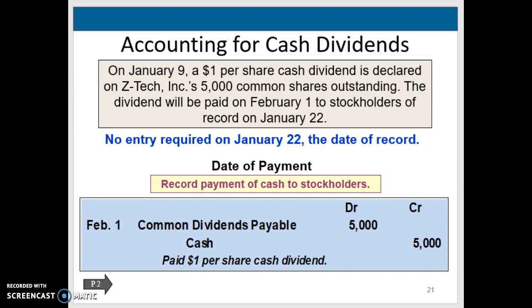All right. The next part is January 22nd, our date of record. There's no entry that's required, but whoever owns it on that January 22nd is who will get the actual dividend. The date of payment was February 1st. So that's where we're actually going to reverse that liability and pay it out in cash. So we're going to debit common dividends payable and credit cash because we're making a payment to our stockholders. So we're clearing out that liability that we owed for $5,000 and we're paying it out in cash.